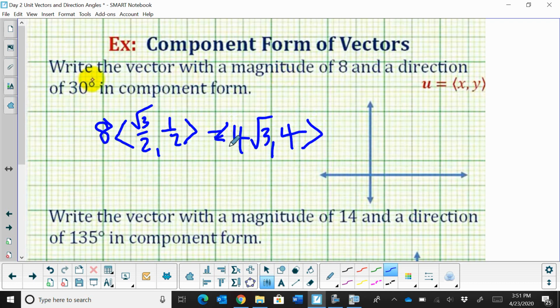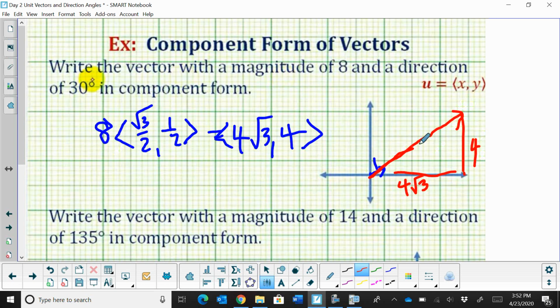Very simple. So let's look at it visually. You've got a unit vector that looks like this. That's 30 degrees. The hypotenuse is 1. This one is 8 times larger. 1, 2, 3, 4, 5, 6, 7, 8. Same position. So what are these distances? And that distance is 4 root 3. And that distance is 4. So just giving you a visual.